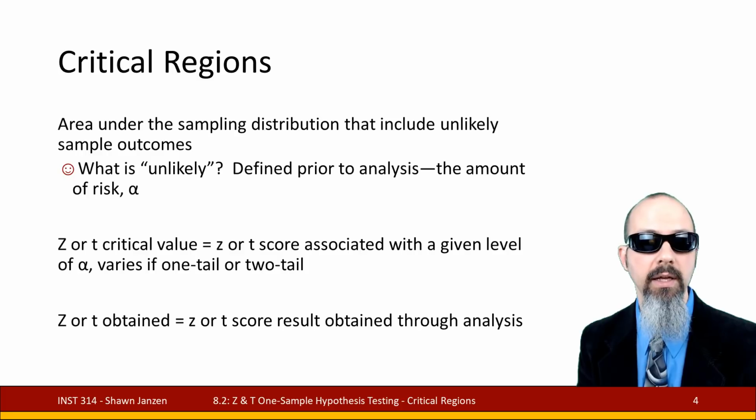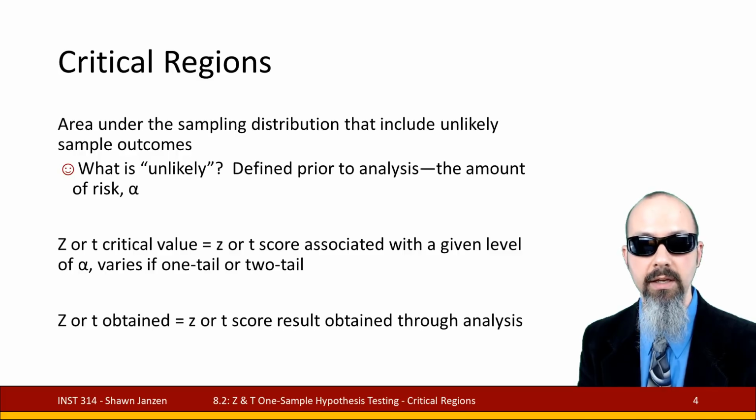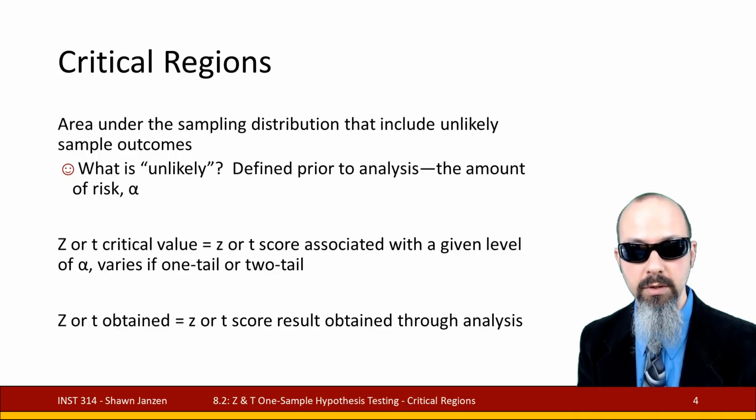What do we mean by unlikely? Well, this is where we're talking about alpha. Alpha, we said before, is the maximum amount of risk that you are willing to take in your analysis. And so we set this before we start the analysis. And if we have a p-value less than our alpha, we're statistically significant, meaning that probability is unlikely to have occurred by chance alone if the null hypothesis distribution is true.